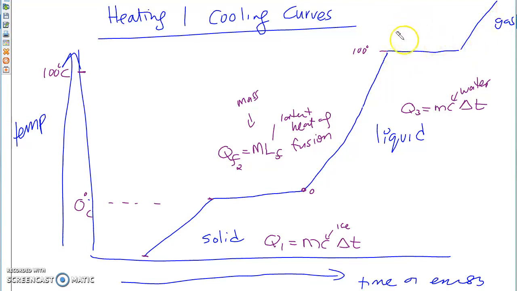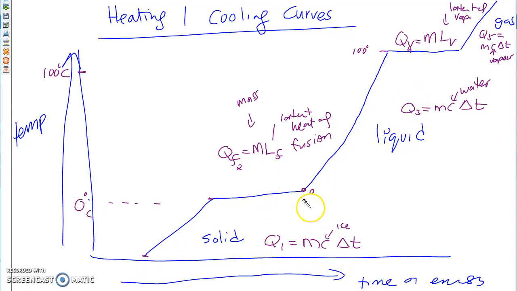And this right here is another energy, which is QV, which equals MLV. And this right here is latent heat of vaporization. So this is going to be your Q4. And the last, of course, is Q5. Again, mc delta T. But your C here is for vapor. So this is how you would take a look at or calculate heating, cooling curves as you go from one state to another state.